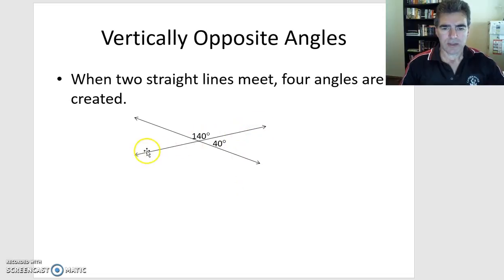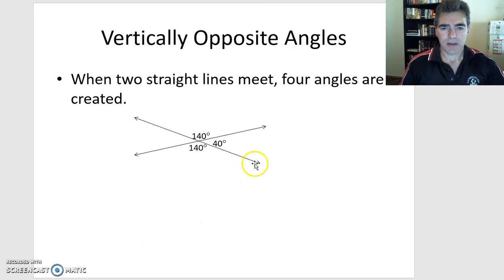So recall that this is a straight line here. What I'm going to do, just to make it a bit easier, is cover up this part here so you can see. So straight line, these are supplementary, they add up to 180. So what do I have to add to 40 to get 180? Well, 180 minus that 40, and that will give us 140 degrees there.